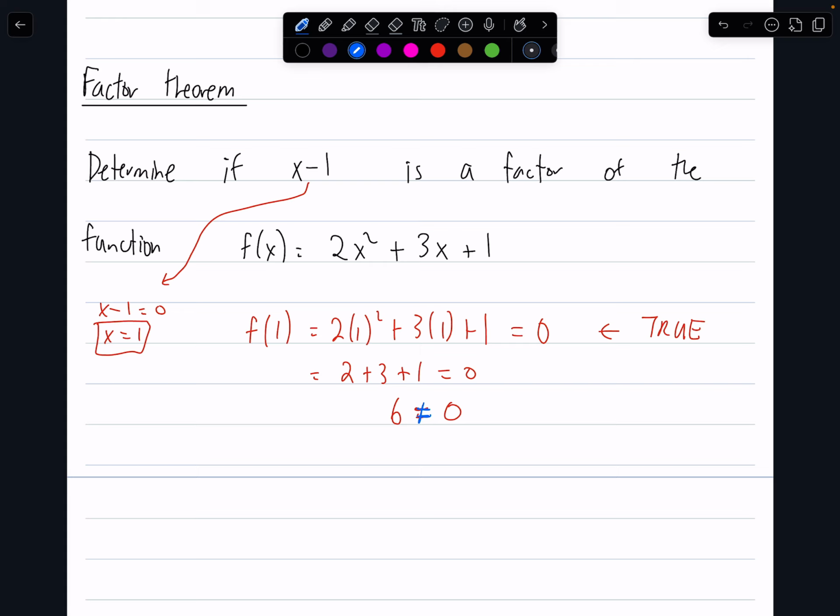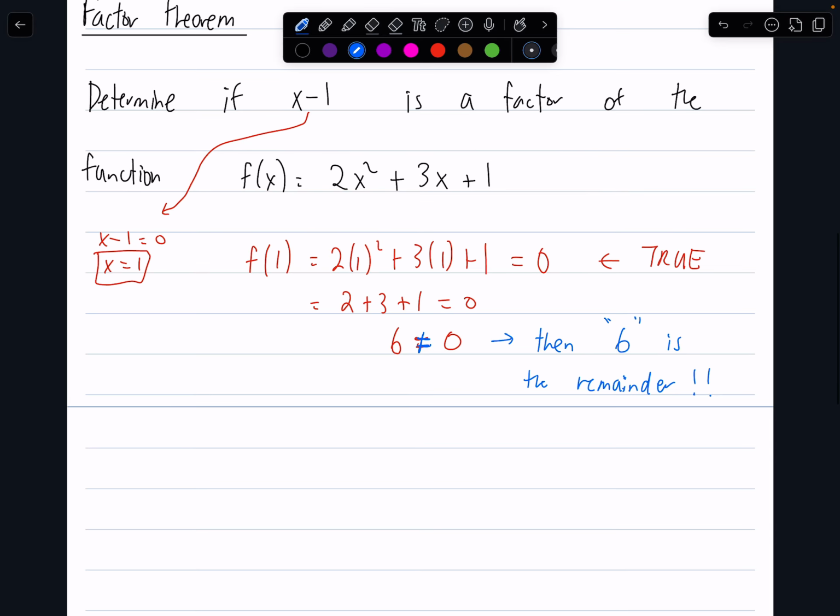Now here's the thing. If it doesn't equal 0, then 6 is the remainder. So this is really important. If it equals 0, boom, we know it's a factor. If it doesn't equal 0, then we know that number, 6, is the remainder. This is where a lot of people get confused. It's not that hard of a concept, but a lot of people get confused with this.